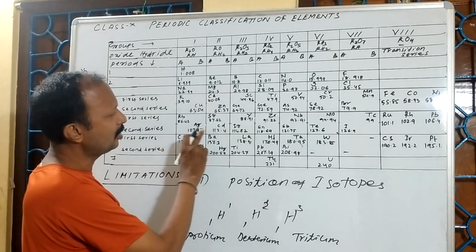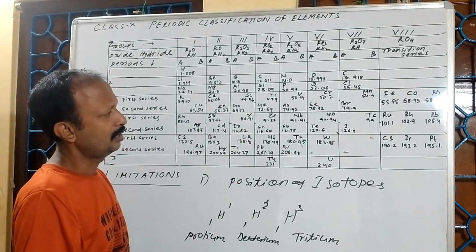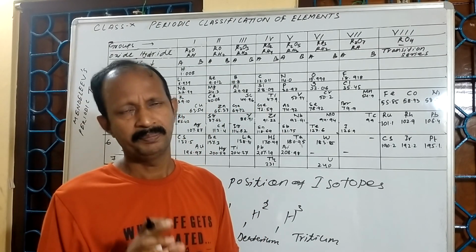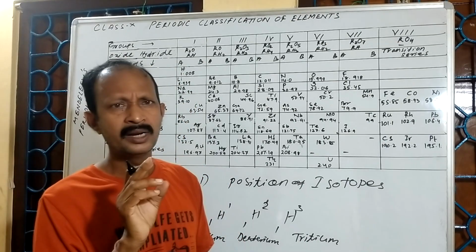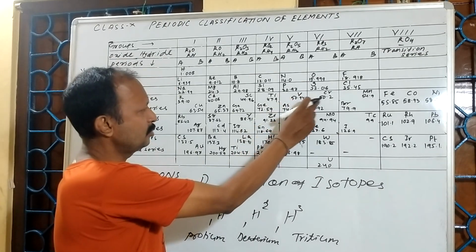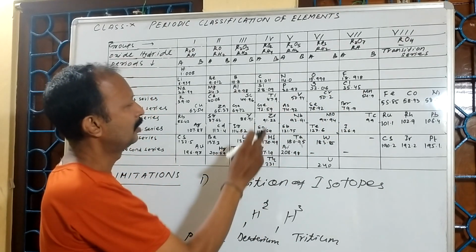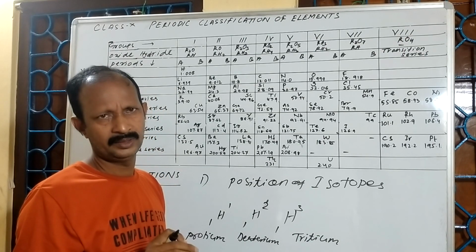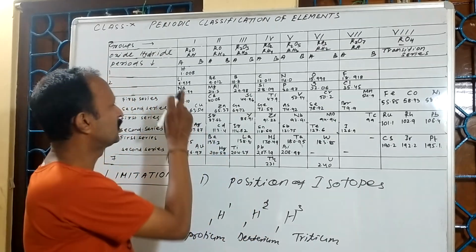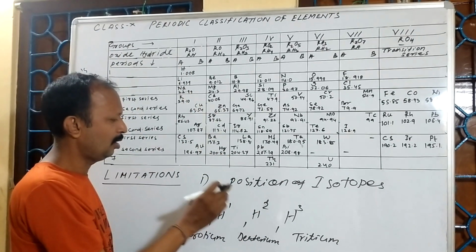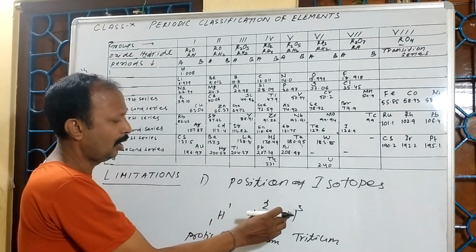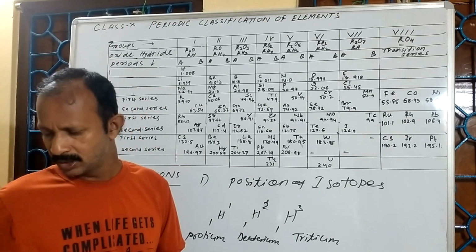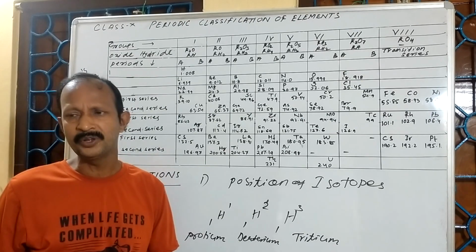So the position of the isotopes was not decided by Mendeleev, because there is no space for isotopes. In every box you see, a particular element is there. There is no space for isotopes. Only hydrogen I have written. I have not written a place for H2 or H3, those having mass 2 and 3. So this was also considered a drawback of Mendeleev's periodic table.